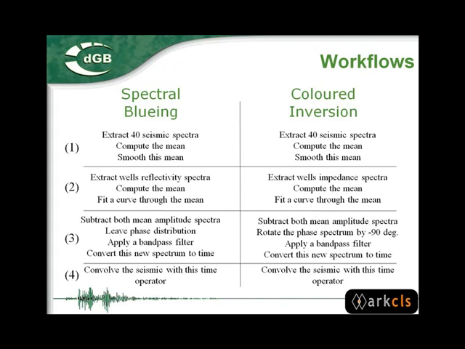The third step of both workflows is the real step where the operator is being built. The operator is built by subtracting both mean amplitude spectra, keeping either the phase distribution untouched for spectral blueing, or applying a -90 degrees phase rotation for colored inversion. And we apply an additional bandpass filter and convert the spectrum back to time in order to get an operator. The operator is most often a similar quantity to a wavelet. So we get the output by convolving the seismic data with the operator. Not deconvolving, but we convolve the operator with the seismic volume.